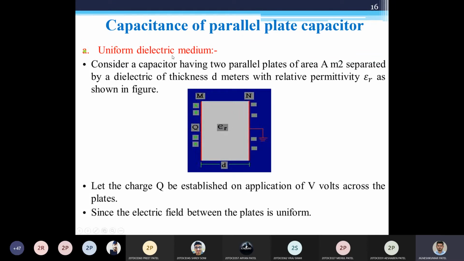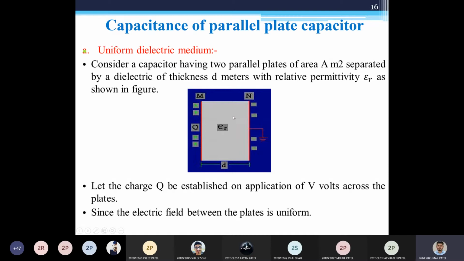First, a parallel plate capacitor with a uniform dielectric medium. What does it mean? That I'll have two parallel plates, and whatever is in between the two plates is the same throughout the surface of the plates. Okay, there would be no difference in here.